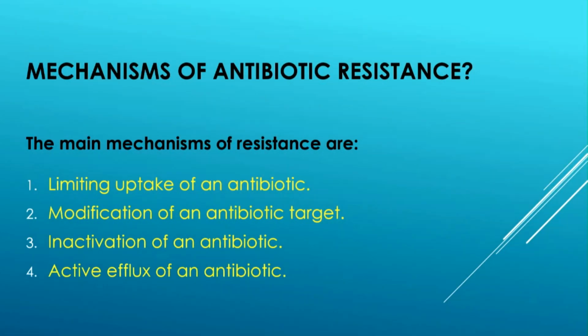Mechanism of antibiotic resistance. The bacteria can develop resistance against the antibiotic by several mechanisms. The main mechanisms of resistance are limited uptake of an antibiotic, modification of an antibiotic target, inactivation of an antibiotic, and active efflux of an antibiotic.